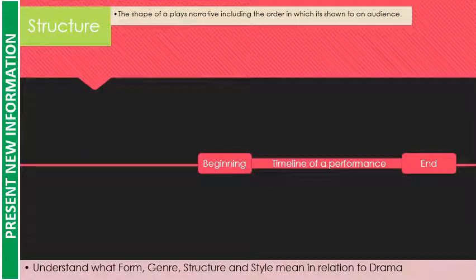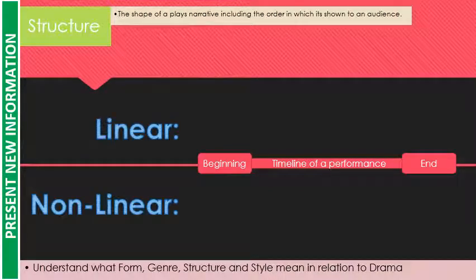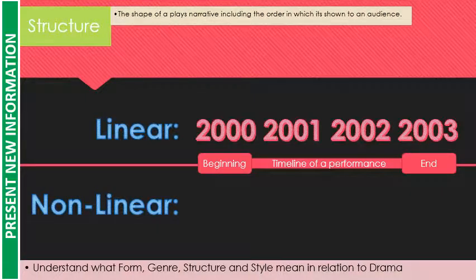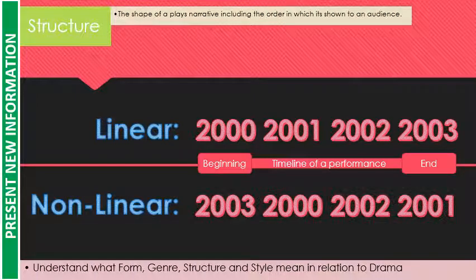So if we were going to talk about those orders in terms of years and time, if we were going to have linear, so from the year 2000 to 2003, we can see that it's in a chronological order. It's in 2000, 2001, 2002, 2003, and that's the storyline being shown through time. If we were to have a non-linear structure, we could have 2003 jumping to 2000, jumping to 2002, and jumping to 2001. That's what we would call non-linear.